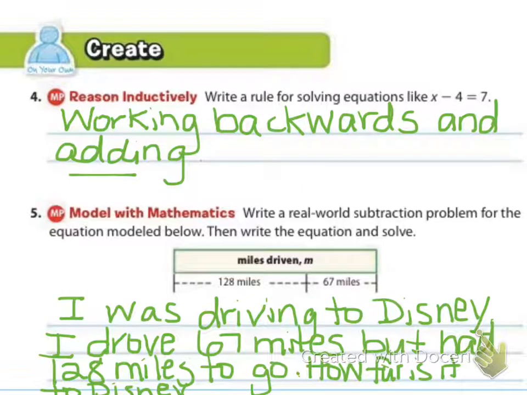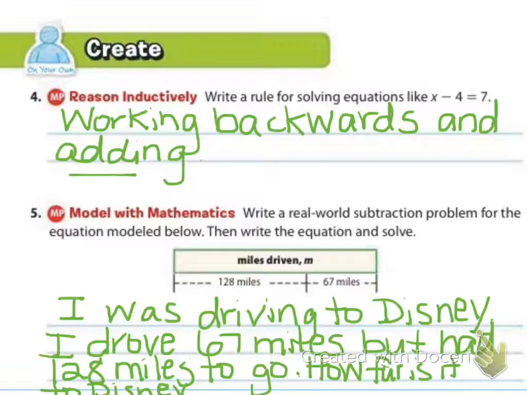Okay, now your answer might be different than mine, but the gist of it should be that for number 4, what is the rule for solving equations that are subtraction with variables? That we want to work backwards and add. Working backwards and adding. That would be the rule I would think of.